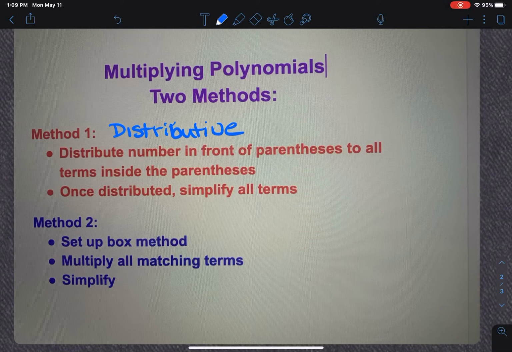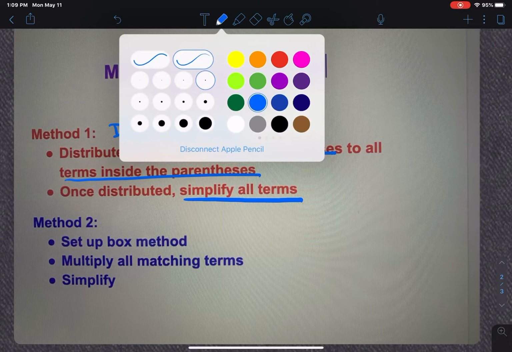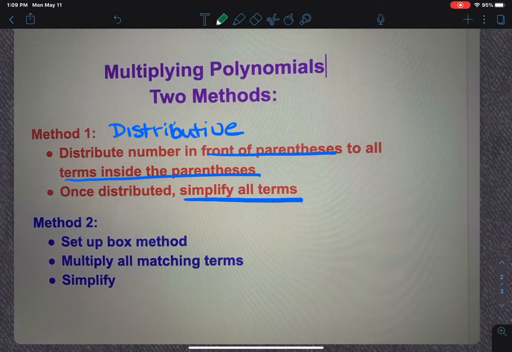We distribute the number in front of the parentheses to all the terms inside the parentheses, and then once they are distributed, we simplify them. The second method that we have, I'm going to refer to as the box method. With the box method, we're going to set up the box, multiply all our matching terms, and then simplify.